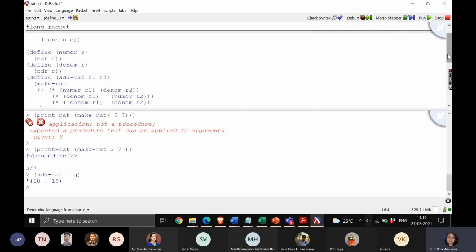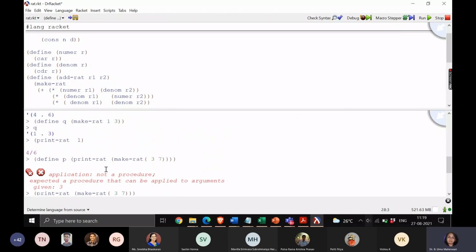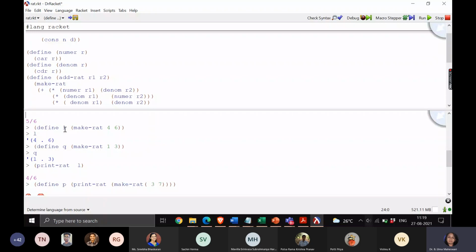One more thing I would like to say. If you look at the rational numbers, what I have created, L is nothing but 4 by 6. Is it in the reduced form? 4 by 6 is equivalent to 2 by 3. Yeah, all right. So you can pass the argument in the reduced form as well. So how to make 4 by 6 as 2 by 3? What is your logic? How will you reduce the fraction?